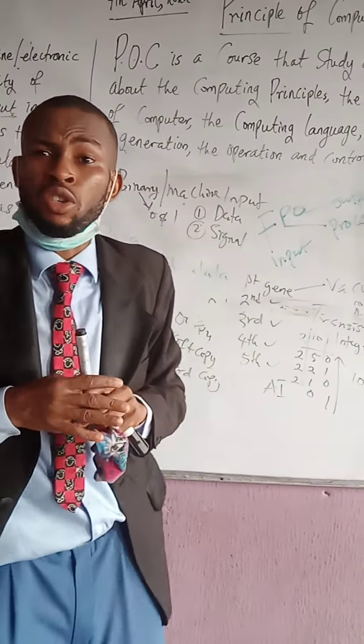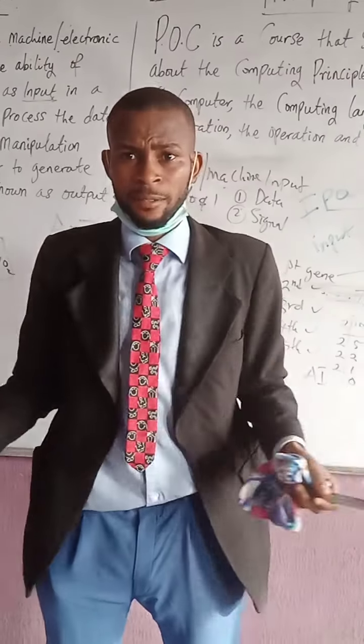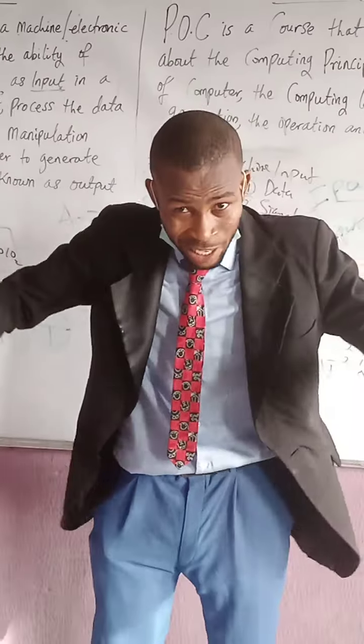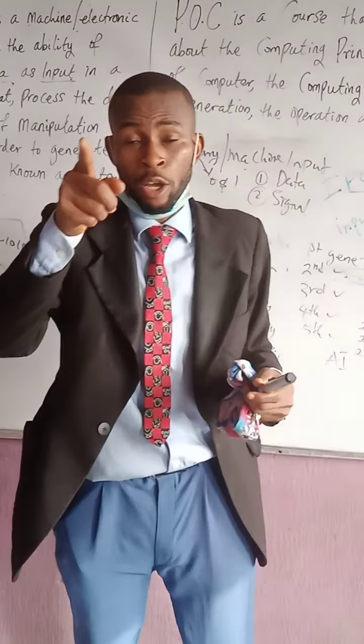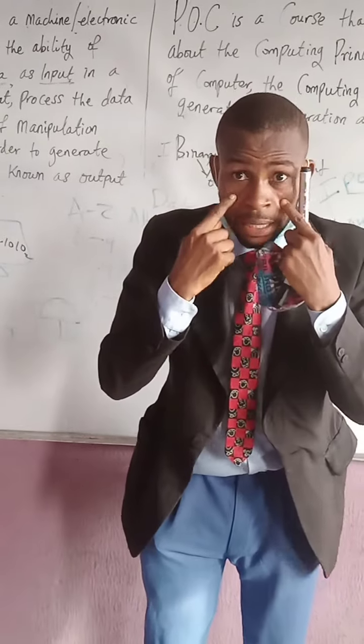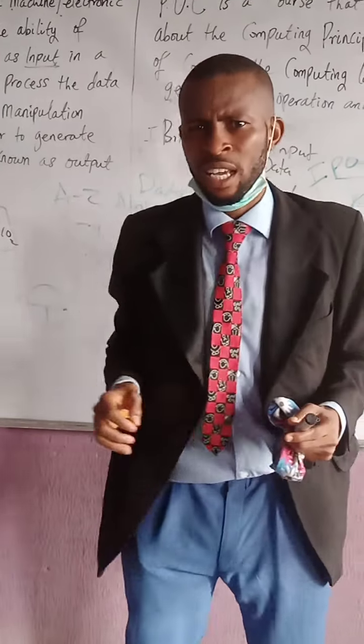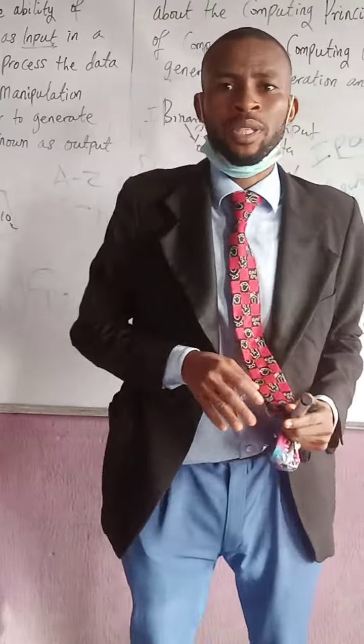Now, the operation teaches us how computer operates and how to control it. It also teaches us the hardware and software compatibility. Let me know if you know what they call hardware. Hardware are those physical components of computer that you can see, feel, and touch. Anything you can see in the computer, anything you can feel in the computer, anything you can touch in the computer is called hardware.